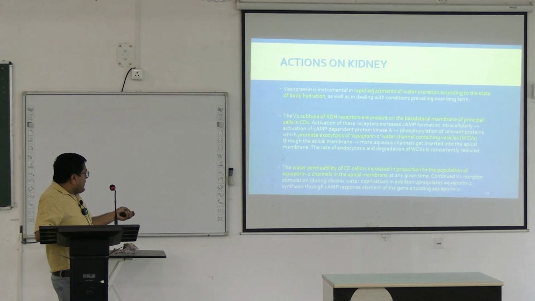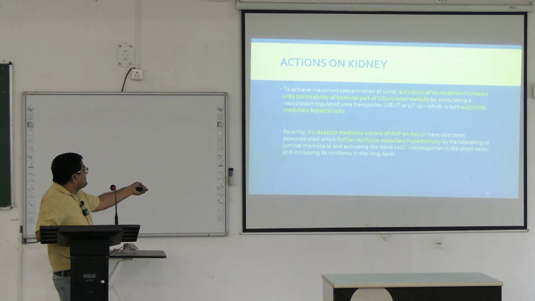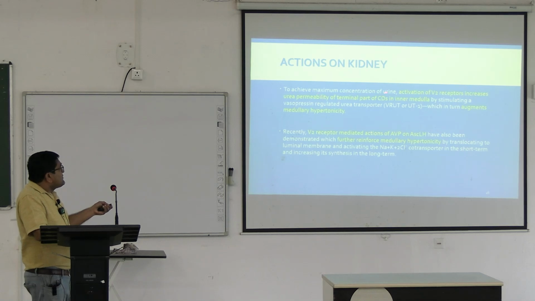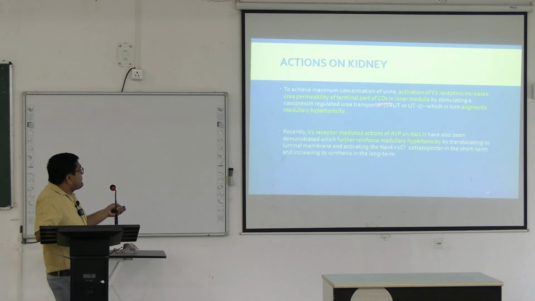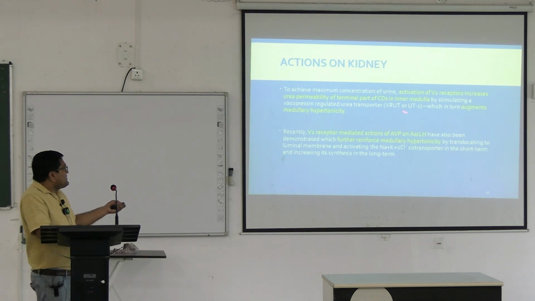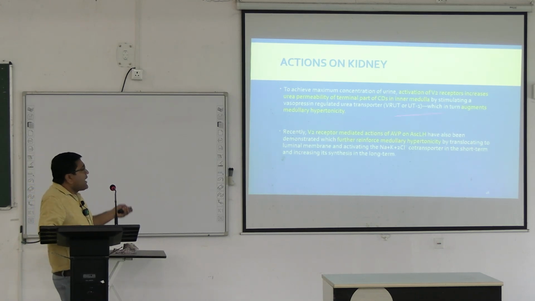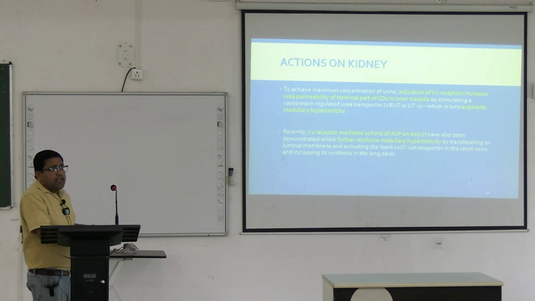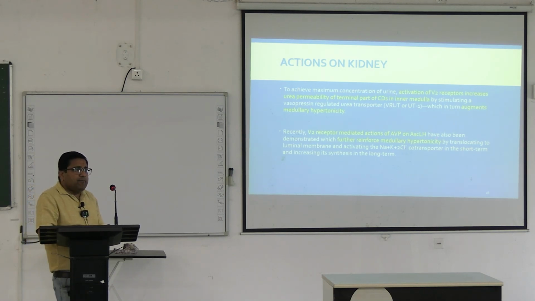Now, they promote what we already discussed. To achieve maximal concentration of urine, activation of V2 receptor increases urea permeability. We have seen that V2 receptor activation also increases the urea permeability in the collecting duct cells, and they augment the medullary hypertonicity. More and more urea is being excreted, so medullary hypertonicity will increase. Recently, V2 receptor mediated action of AVP on ascending limb of loop of Henle is also seen that increases the medullary hypertonicity.